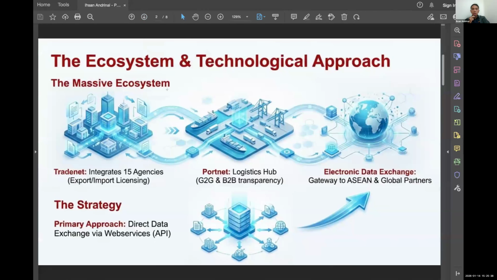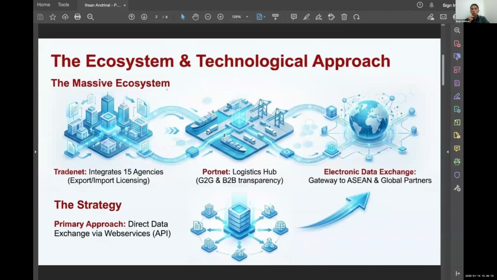First of all, to give a context for my presentation, let me introduce Indonesia Single Window technology choices. We have to understand our ecosystem. We operate massive hubs through 3 key components. First is INSW. We integrate with more than 15 government agencies. This streamlines export and import licensing. For traders, this means navigating multiple agencies seamlessly through a single platform.